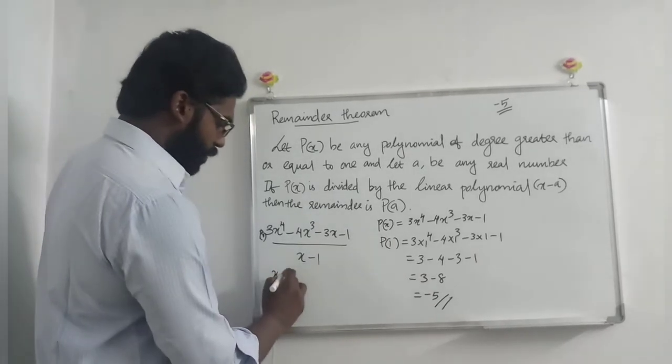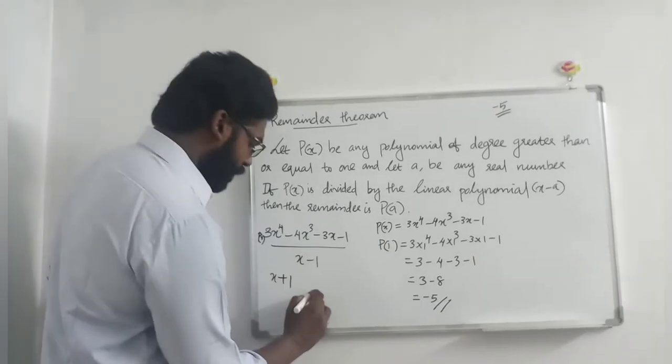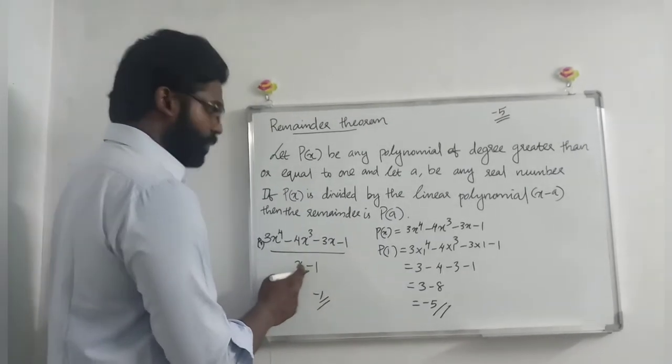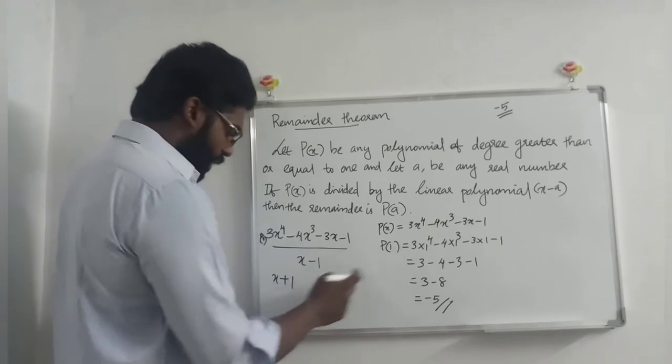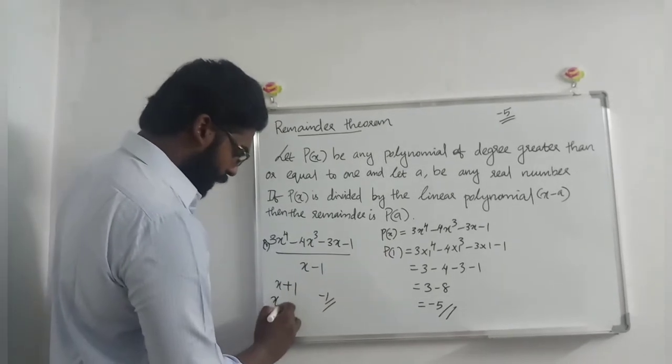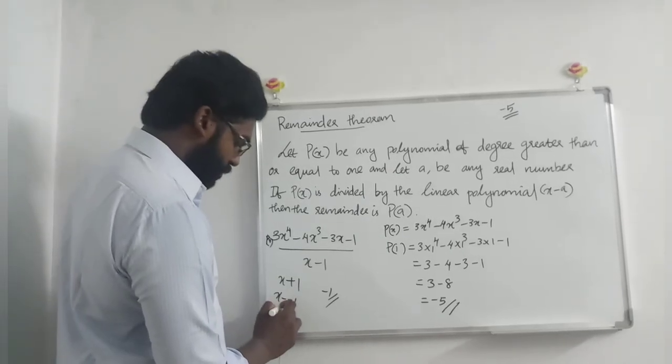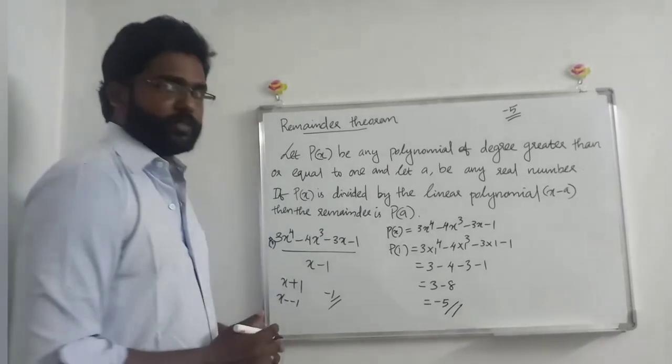If it is x plus 1, then we put minus 1. X minus 1 is the direct form, so we put 1. If it is x plus 1, it is x minus minus 1. You already studied minus into minus is plus. Then we put minus 1 here.